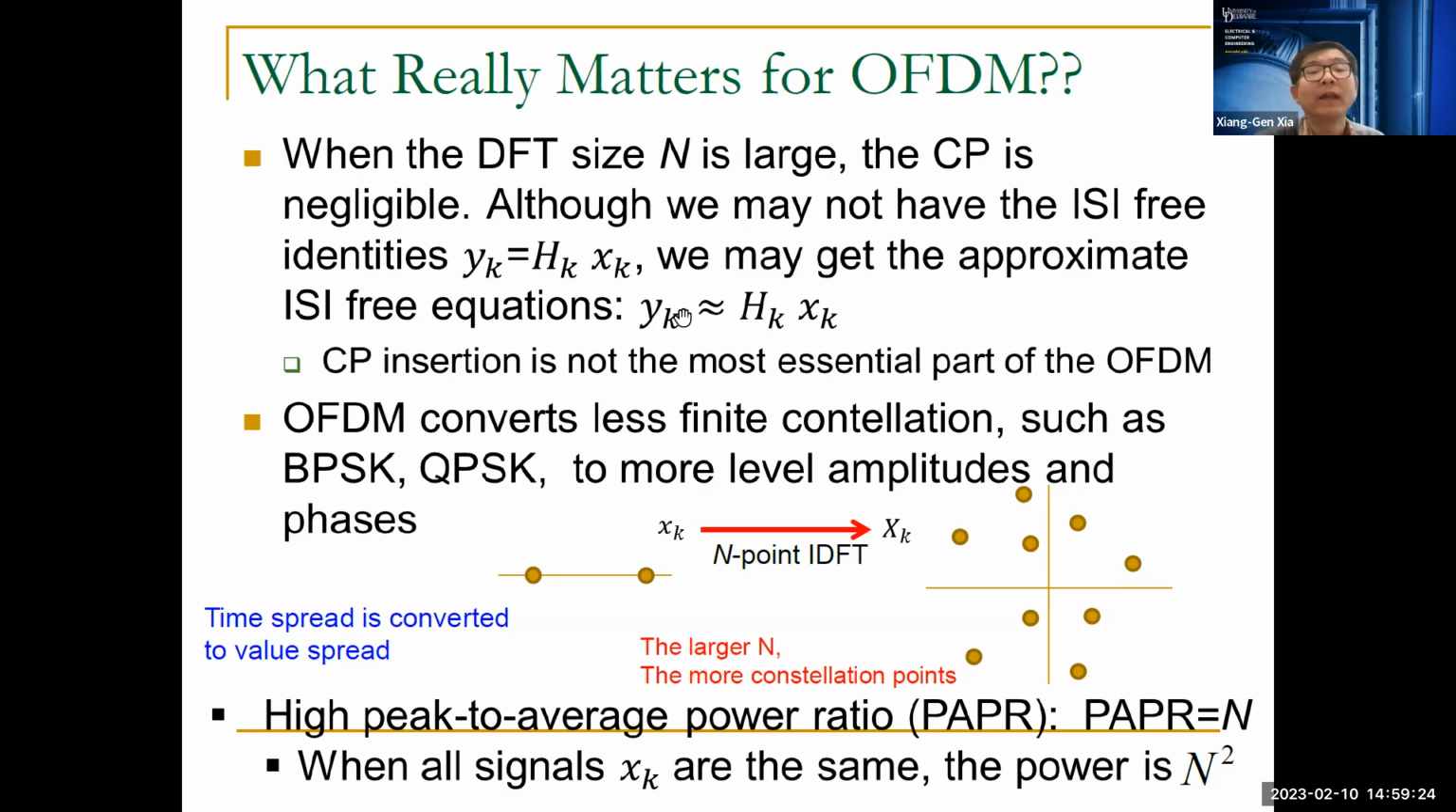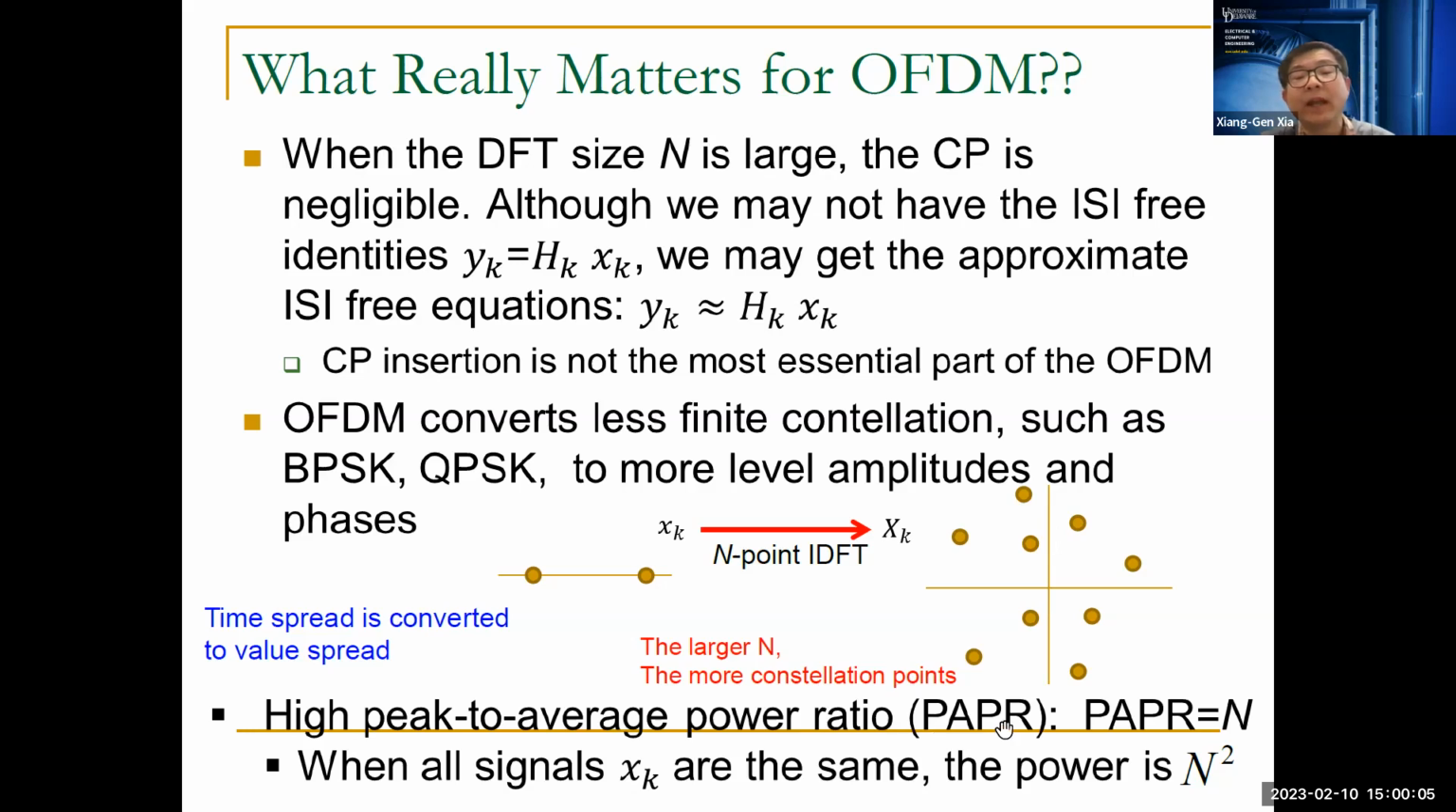So what really matters for OFDM? It might sound very interesting. In my opinion, OFDM converts a finite constellation, for example BPSK or QPSK, to many-level amplitudes and phases. For example, BPSK is converted in the frequency domain to many-level spread constellations. For larger capital N, the larger the number of carriers, the more constellation points. In other words, OFDM converts time spread in the time domain to value spread, in my opinion. These values are spread in the transmission.